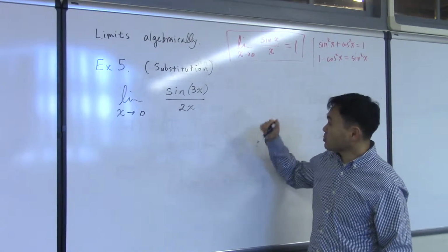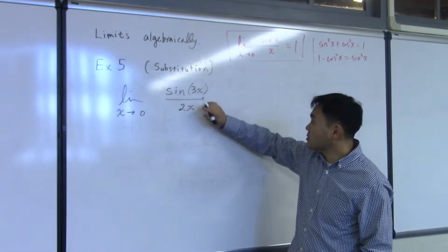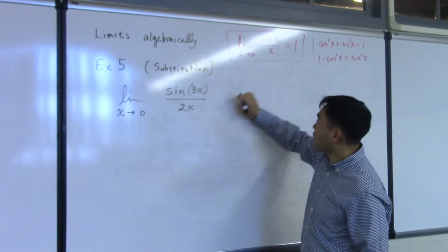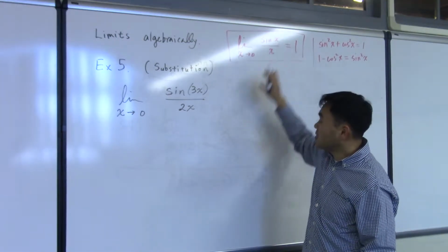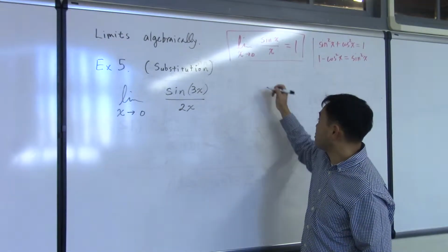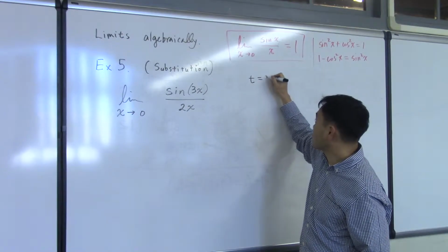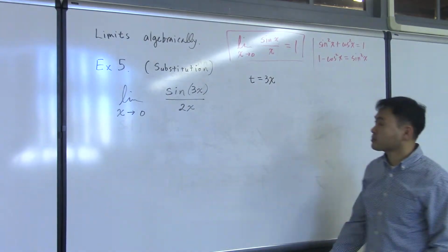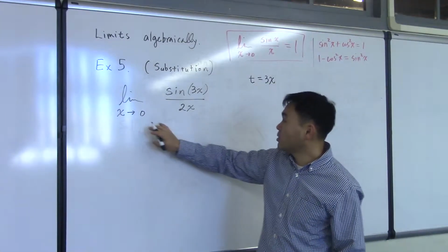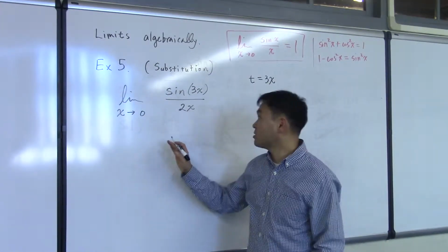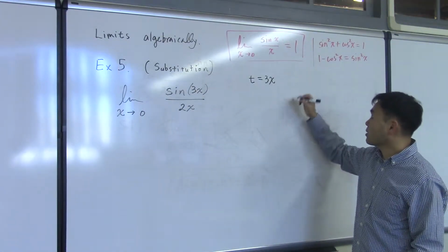That's when you use substitution. If you look at something and want it to look like something else that you already know, one way to do it is to use a new variable, say t equals 3x. Using this substitution, we can completely change this limit into something else. So here's how you do it.